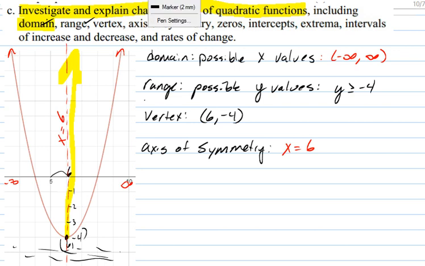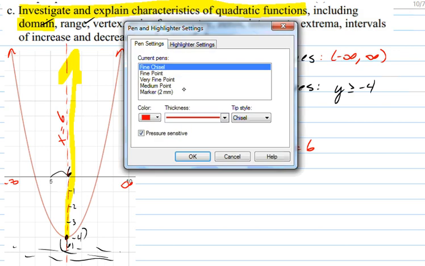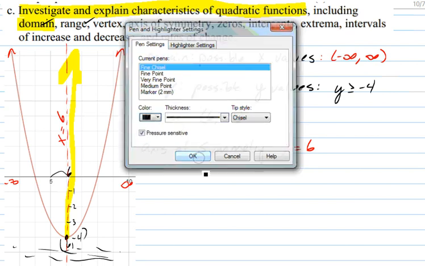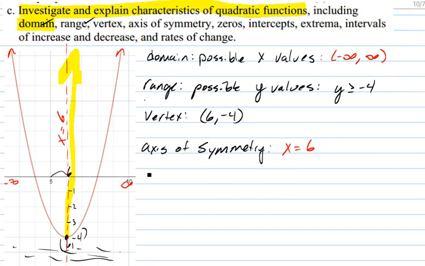Alright, I'm going to switch back to black. What's next? Zeros. Zeros of the function are where the graph crosses the x-axis. So I have a 0 here, and I have a 0 here. So this one is 4, 0, and this one is 6, 7, 8, 8, 0. So my zeros are at 4, 0, and 8, 0.